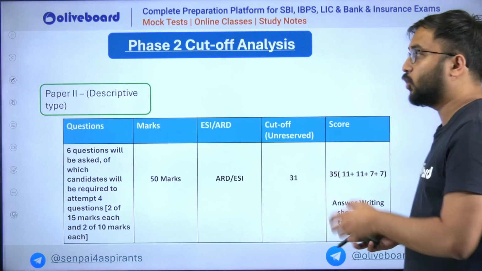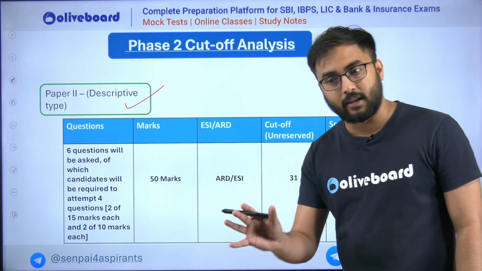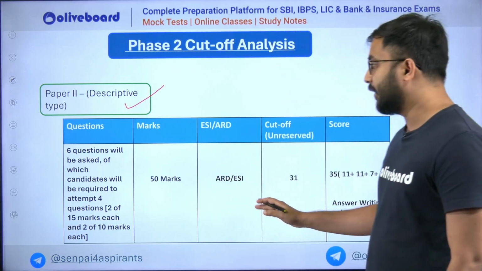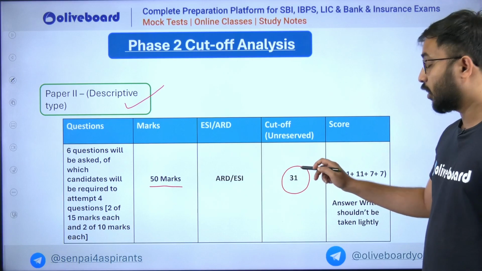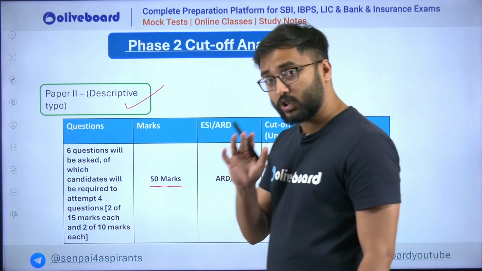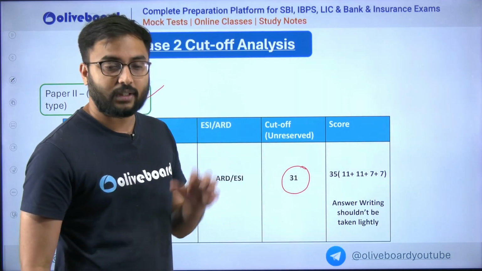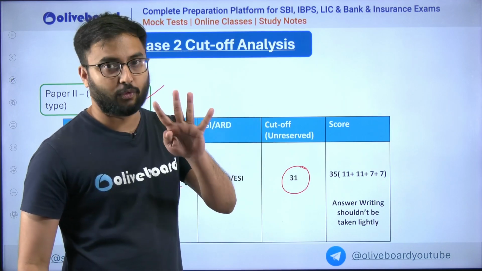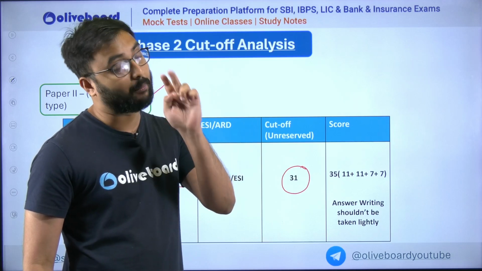The paper 2 ESI and ARD descriptive part is one of the scoring parts. It's not a hurdle, but rather a push for your selection. Look at it: 6 questions are given to you, 50 marks, and the cutoff is 31. Can you just imagine how many students are writing really great answers? That is why your practice is very, very important. Out of 6 questions, you have to write any 4: 2 of 15 marks and 2 of 10 marks, where the 15 mark questions are compulsory.